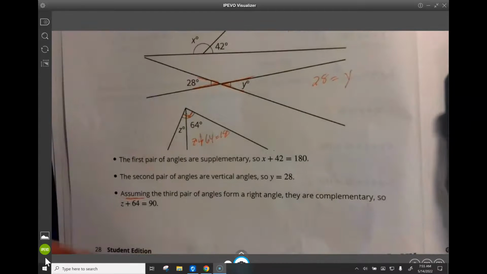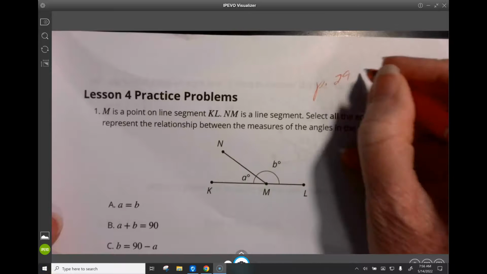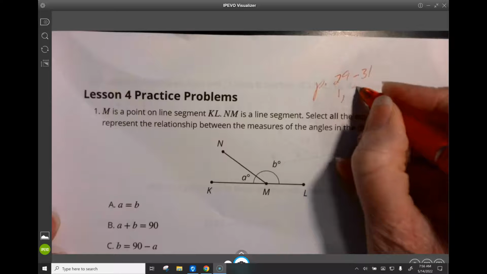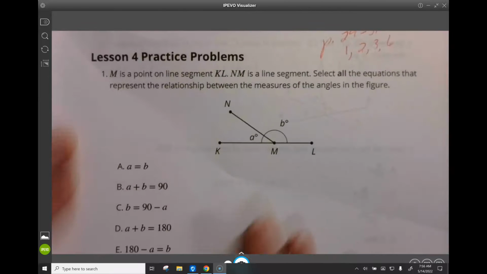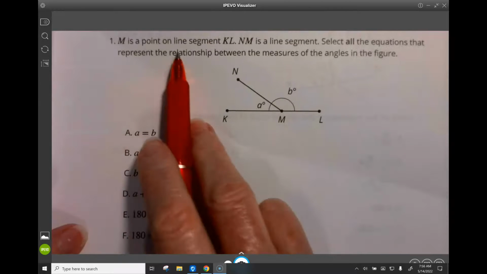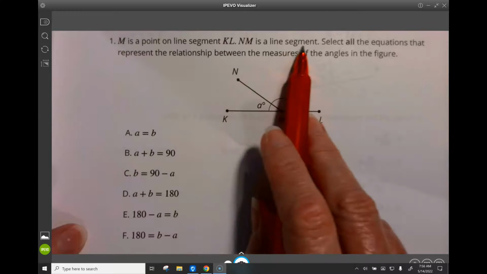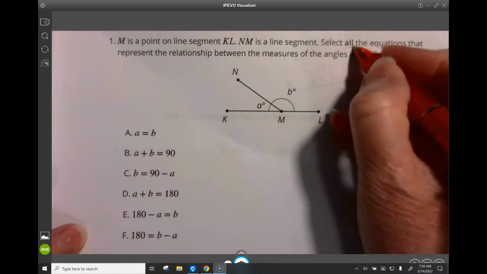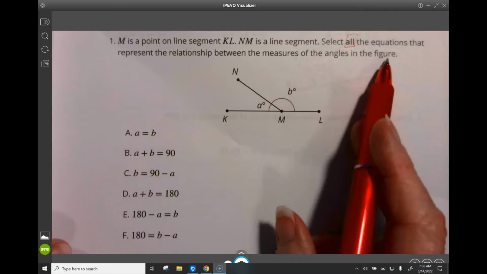Okay, let's look at the homework now. Your homework is page 29 through 31, and you're going to do number 1, number 2, number 3, and number 6. So let's look at those. Okay, M is a point on line segment KL. LM is a line segment also. Select all the equations that represent the relationship between the measures of the angles.